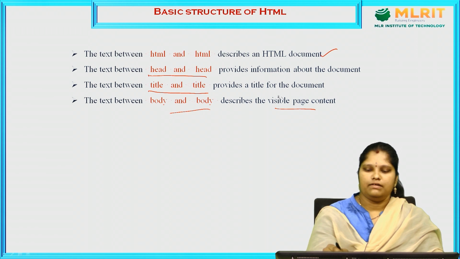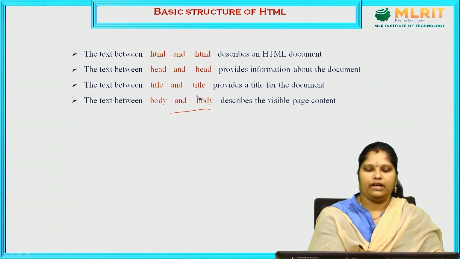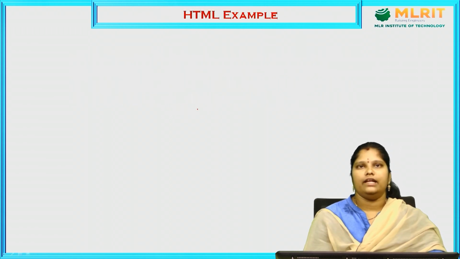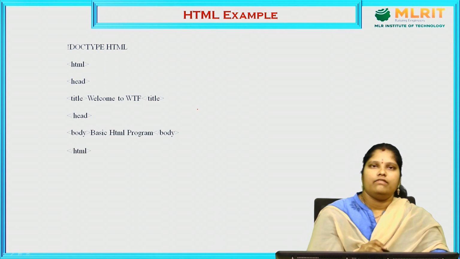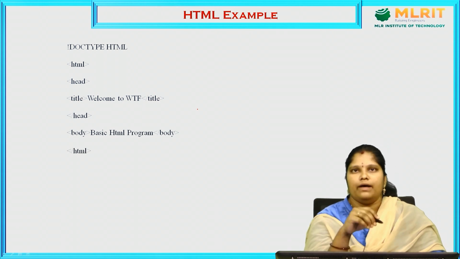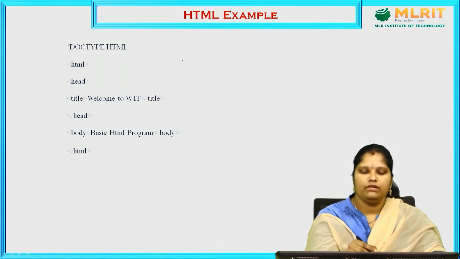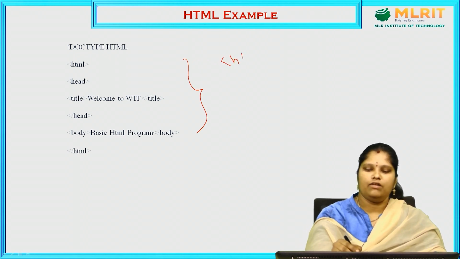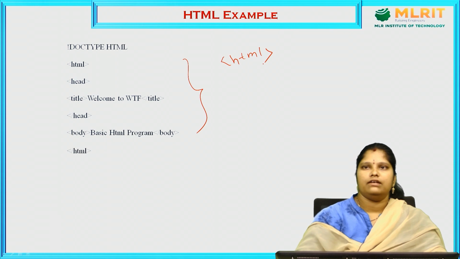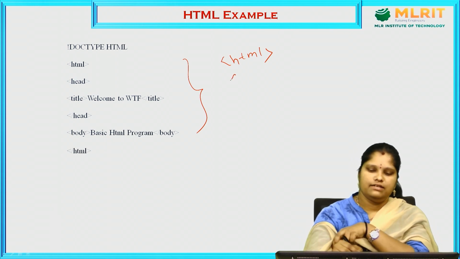This is the structure of HTML we have to use for creating any program. And this is the basic example. Just as in C or in Java we write a hello world program, like that, for creating any basic program we need to follow this structure. First tag is html, already we discussed. And the next tag is the head tag.